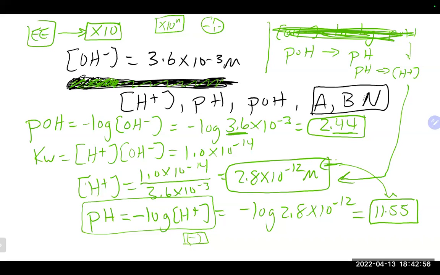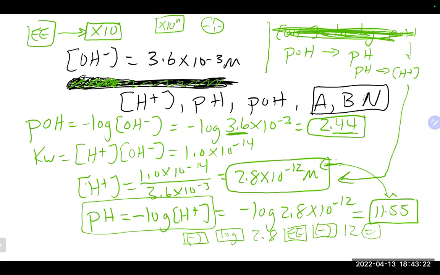If you have a display calculator, you would hit log and you would type in 2.8, your exponent button, your negative button, and 12, I think there, and then hit equals. Obviously, again, if you have a non-display calculator, you would start with the number and then hit the log button and stuff like that. Other questions?